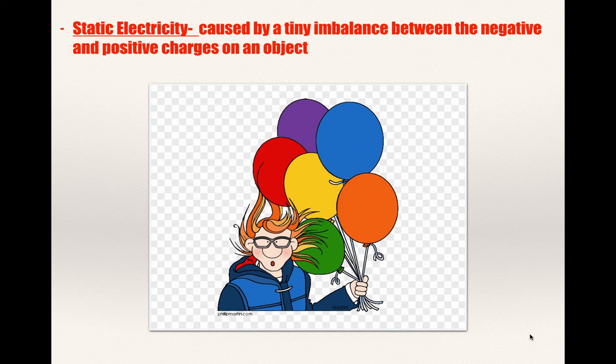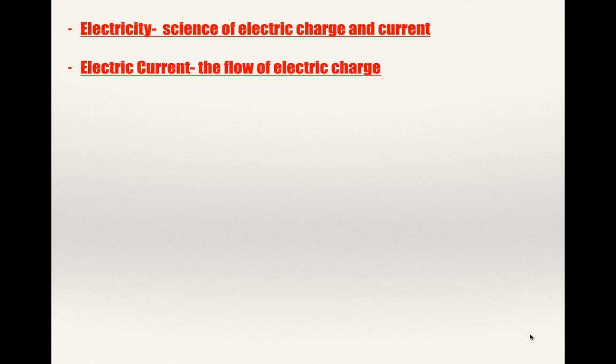The cartoon here is showing you between your hair and a balloon. When you rub a balloon in your hair, you're actually just pulling loose electrons off your hair, and you're making the balloon more negatively charged. Your hair becomes more positively charged, and then they really like each other and stick to each other, like you see in the picture there.